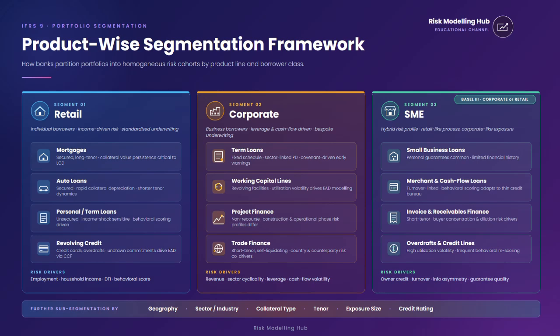Now let's understand the product-wise segmentation framework. Banks need to partition their loan portfolios into homogeneous risk groups based on product type and borrower class. Here we will see how the three major segments break down. First segment is retail. These are individual borrowers with income-driven risk. The portfolio includes mortgages, auto loans, personal or term loans, and revolving credit like credit cards. Risk drivers here are employment, household income, and credit behavior.